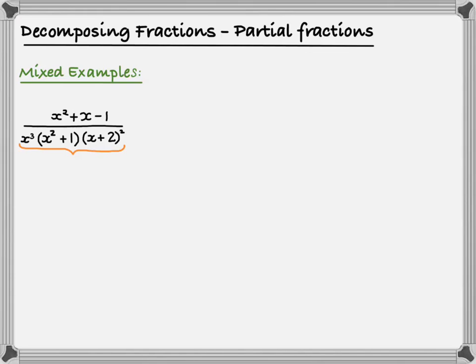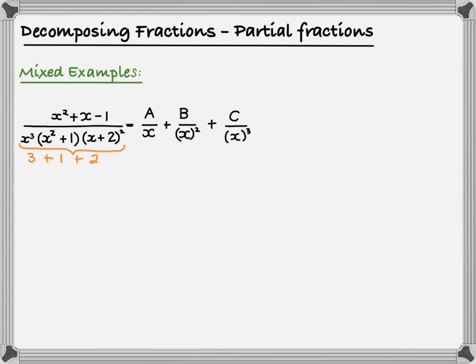The factor x is repeated 3 times, the factor x squared plus 1 is repeated once, and the factor x plus 2 is repeated twice, and this means we can decompose this fraction into 6 parts. The first 3 fractions will have denominators x, x squared, and x cubed, and since x is linear, the numerators must be a constant in each case, a, b, and c.